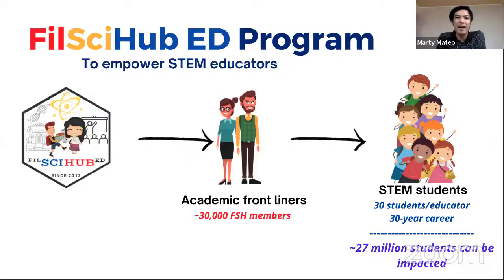Thank you, Kuya Jeff. So I would just like to talk about yung isa sa main programs ng Filipino Science Hub, which is the Filipino Science Hub Education Program. And the goal really is to empower the STEM educators, which are our academic frontliners. So if we are basing our statistics with our Facebook followers, we have around 30,000 FilSciHub members who are actually in the teaching profession. So the goal is in the next 30 years, if they have like 30 students per year per educator, and most of our audience are actually early career teachers, we are projecting that they will still have a 30-year career for their teaching. We are projecting to impact around 27 million students from this program in the future.